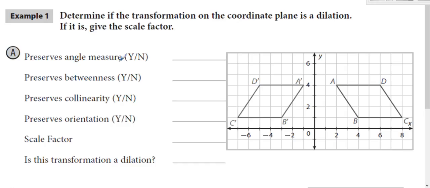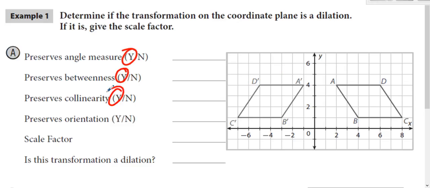Does it preserve all the angle measures? So are all the angle measures the same? Is angle A prime the same as angle A? Does it preserve betweenness? So anything that's between A and D over here, is it still between A prime and D prime over there? Yeah. Are the things that are collinear, so straight lines, the same?